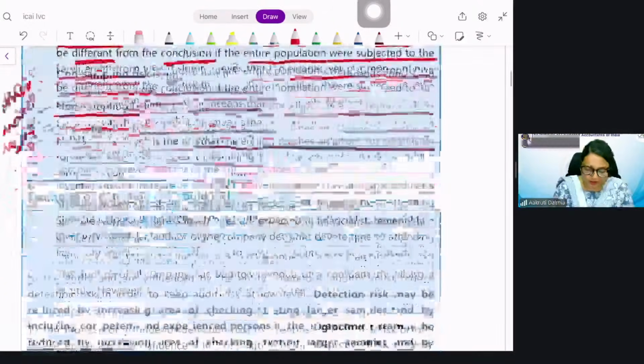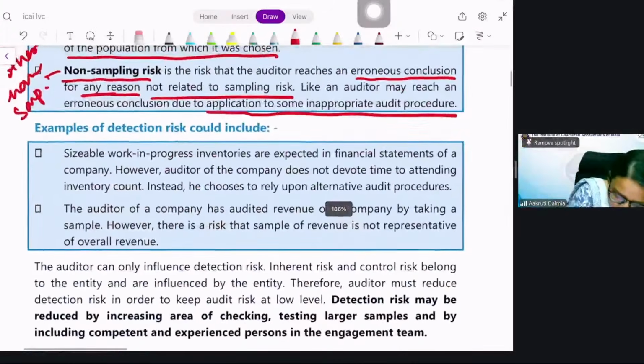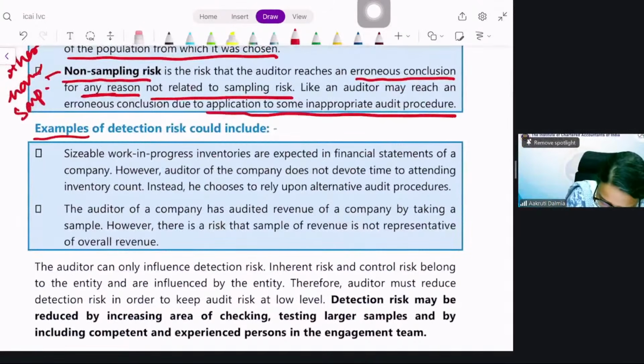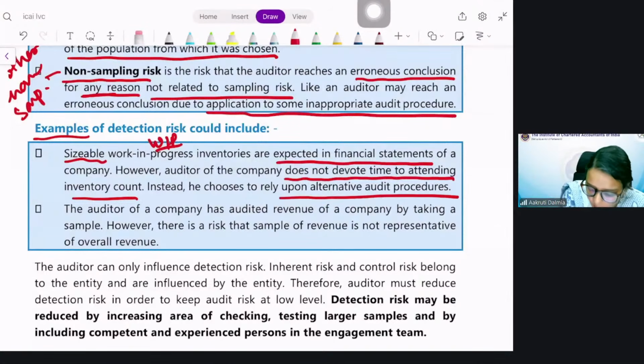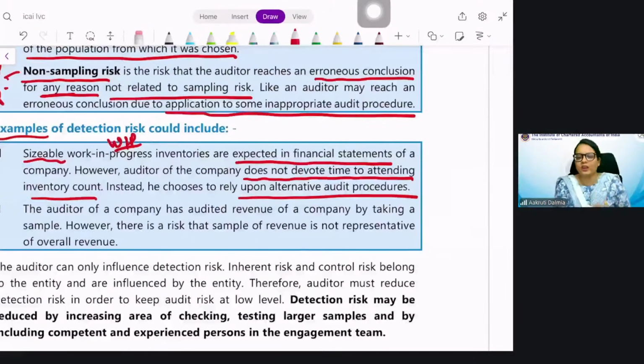Okay. Some examples they have given. Example: sizable work in progress. WIP, do you know? Work in progress, everyone knows? So if I'm manufacturing something, it could be work in progress. Sizable means material, a large quantity of work in progress inventory is expected in the financial statements. However, the auditor of the company does not devote time to attending the inventory count. He chooses to rely upon alternate audit procedures. So the auditor is saying inventory is there, but I don't have time to go and see the counting. I'll just check the bills and do the analysis. That's enough.